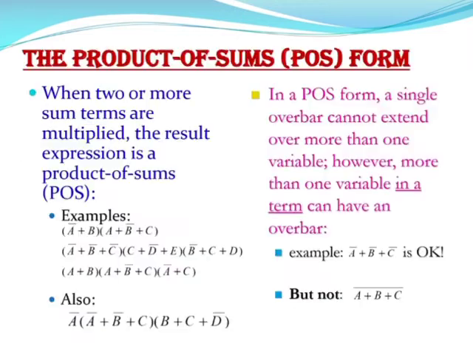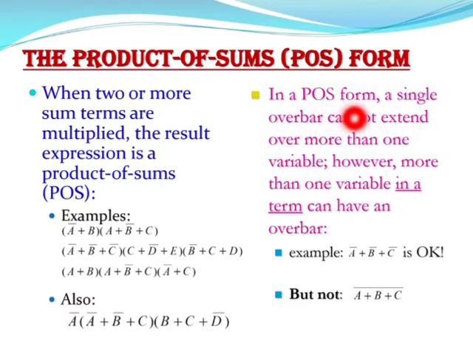Next, product of sums or POS. When two or more sum terms are multiplied, the resulting expression is a POS. Examples: A bar plus B into A plus B bar plus C. Example 2, A bar plus B bar plus C bar into C plus D bar plus E into B bar plus C D. Next, A plus B into A plus B bar plus C into A bar plus C. Here these are the sum terms, that is A bar plus B, A plus B bar plus C, and they are multiplied. This is the product of sum form. And also last example, A bar into A bar plus B bar plus C into B plus C plus D bar. It's also a POS.